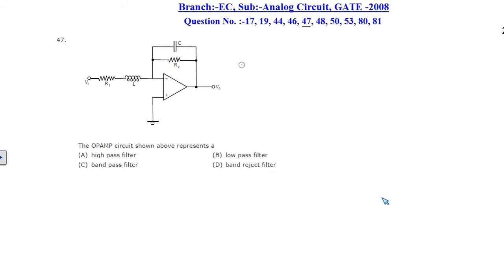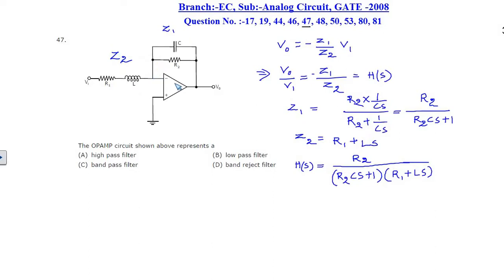Then we will try to find out what is the transfer function value at S tends to 0 and S tends to infinity. So if you see, this is basically Z1 and this is Z2. Z1 is the parallel combination of R2 and the capacitance C. If we represent in Laplace domain, then this is the parallel combination of R2 and 1 by Cs. That is, Z1 is the parallel combination of R2 and 1 by Cs, and Z2 is the series combination of R1 and Ls. That is, Z2 will be R1 plus Ls.